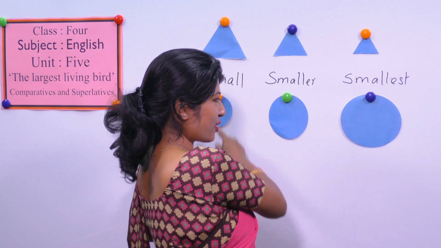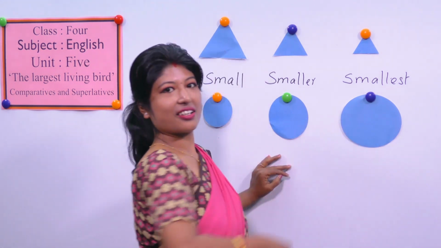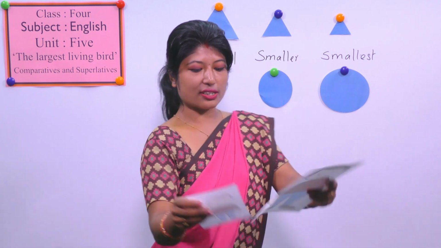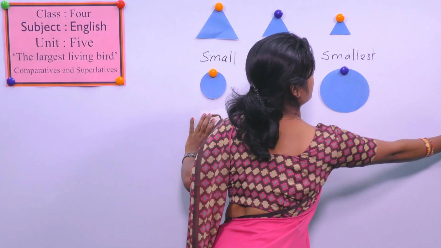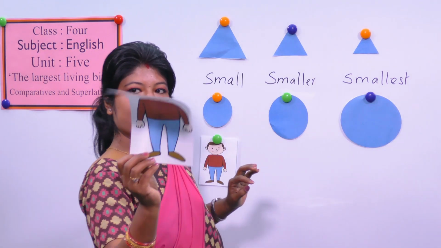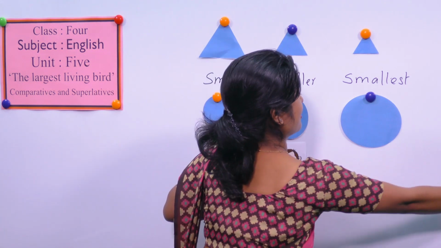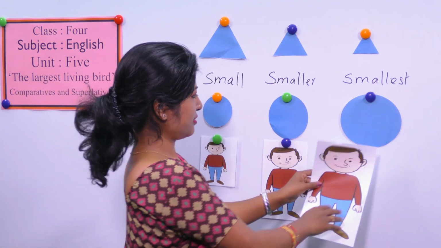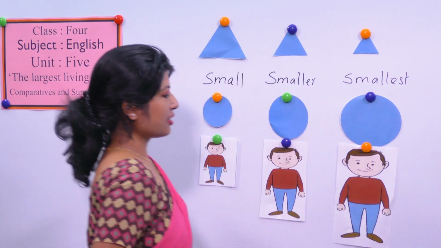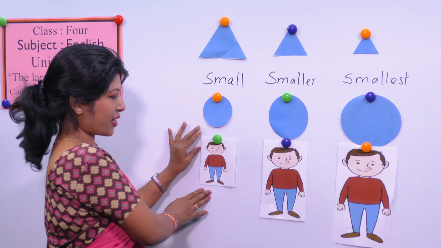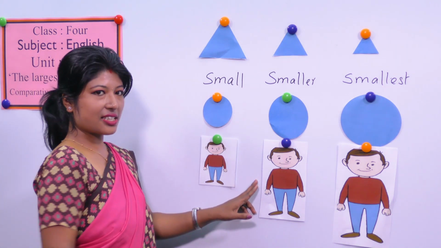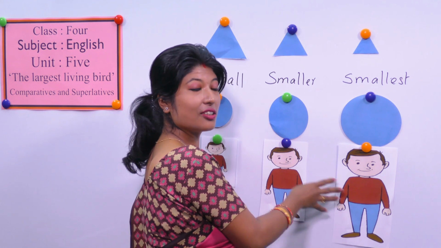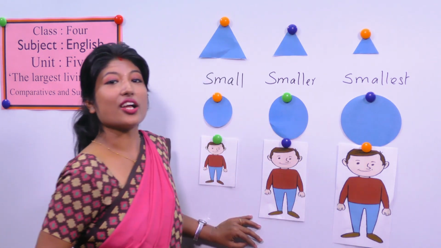Bigger. And this one? Among these 3? The biggest. Right? Okay, alright. Now I have 3 boys over here. If I call this boy tall, then what about this boy? Is it visible to you? Is it fine? Alright. So if I call this boy tall, this one in comparison with this one is taller, and then the last one, what is it? Yes, this is the tallest.